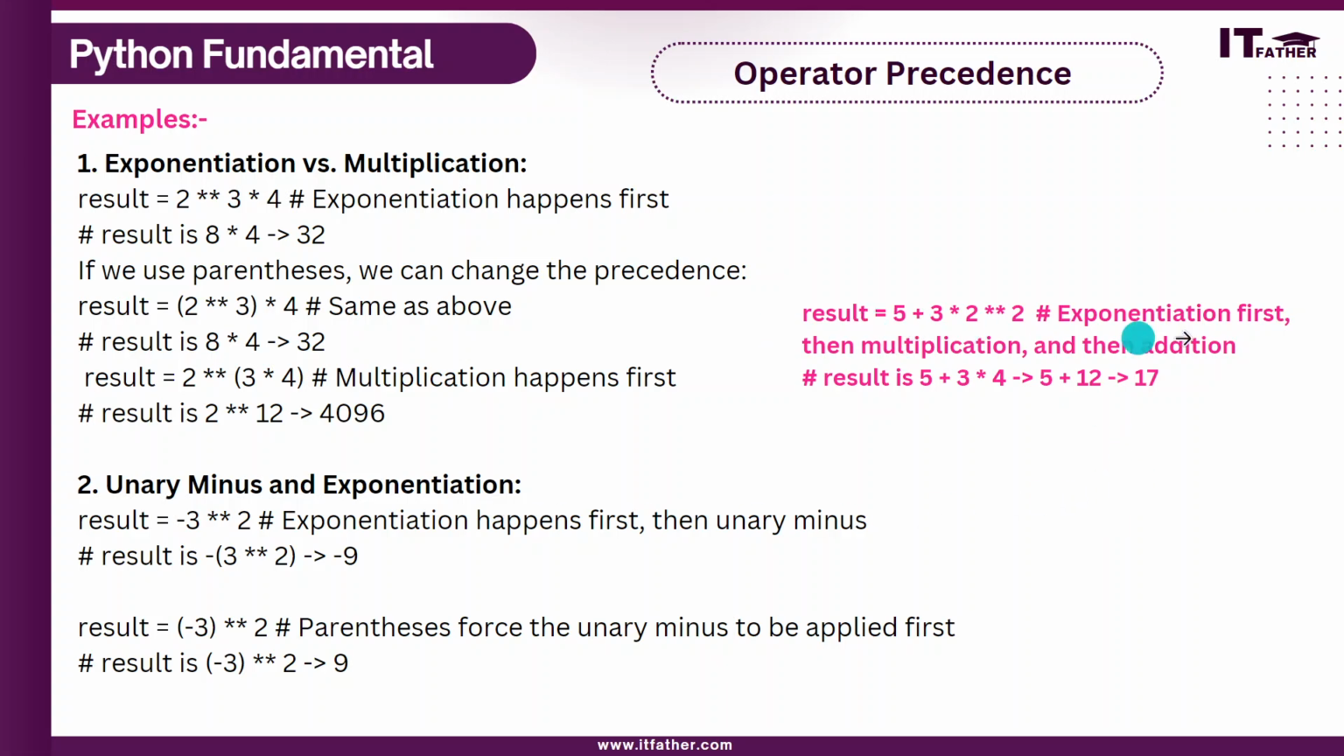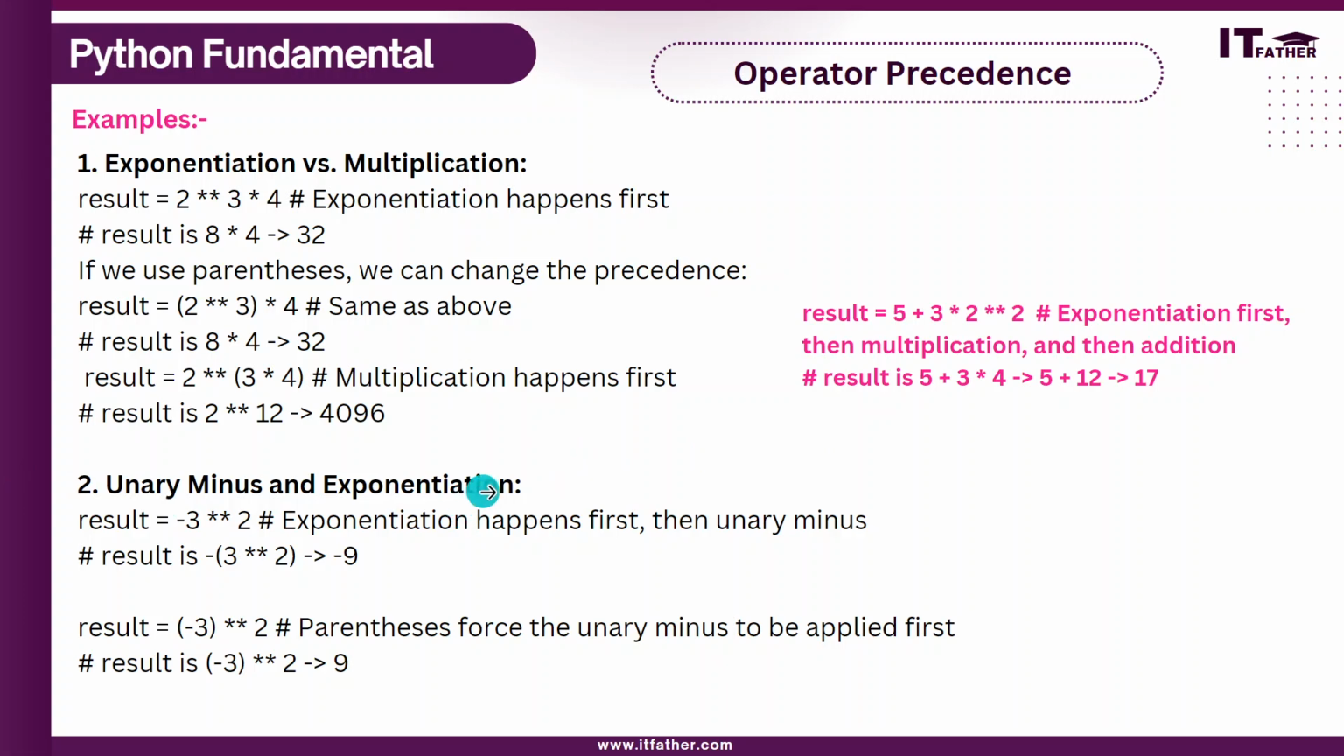The same thing in this example, 5 plus 3 into 2 exponent 2. First of all the exponent will be evaluated, and the result is 4. Then multiplication will happen and then the addition will take place. So 2 exponent 2 will be 4, then 4 into 3 will be 12, and then 12 plus 5 will be 17. In this way we have to evaluate the output.